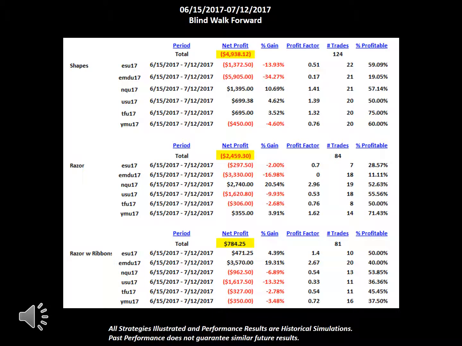Here's the blind walk forward performance for the main three. We had Shapes was a loser of 4,900, Razor lost 2,459, and Ribbons made 784. The big loser there was in Shapes on the mid cap, losing 59.05. Again, running a curve on that equity curve would have had you out of that, but these are all the numbers taking all the trades. So when you see one starting to get away from you like that, be sure to watch that equity curve.